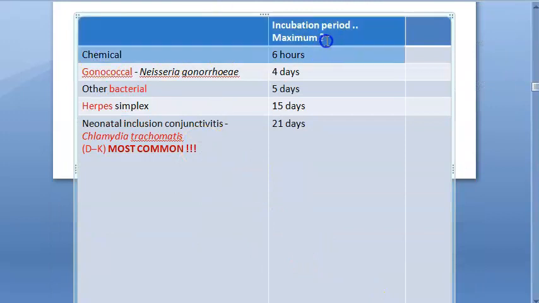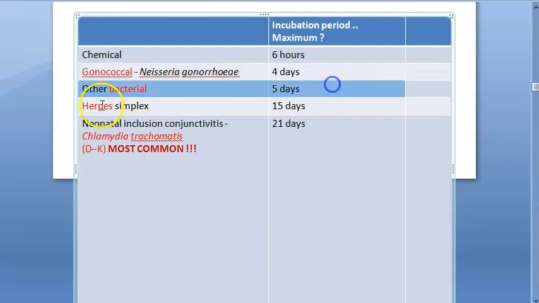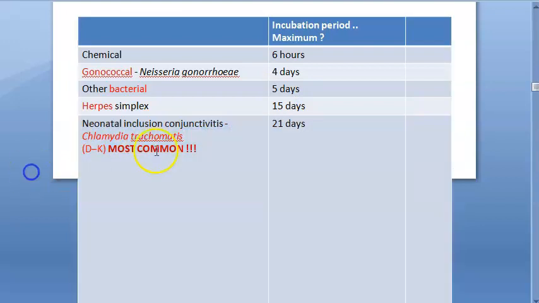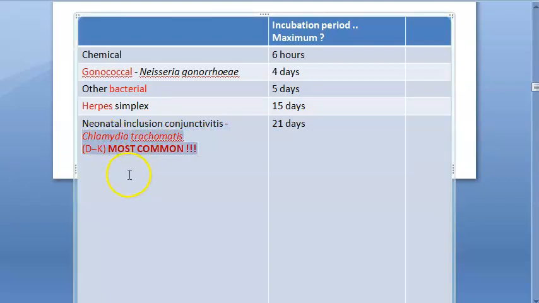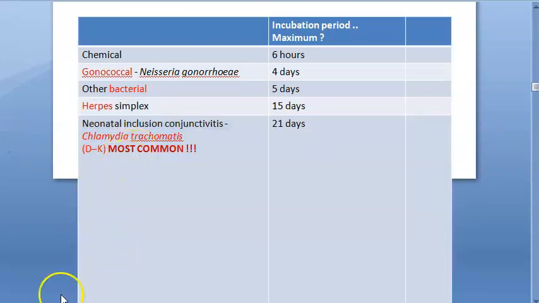If it is because of a chemical cause, the incubation period is 6 hours, within hours. Gonococcal is the next one, within 4 days. This is caused by Neisseria gonorrhoeae. This can cause blindness, be careful. The other bacterial, then herpes simplex virus, and then Chlamydia trachomatis is the most common. Look at this, the D to K serotype. This is the inclusion conjunctivitis, right? Neonatal inclusion conjunctivitis. 21 days is the incubation period, okay?